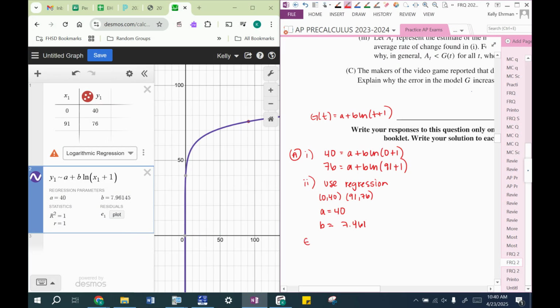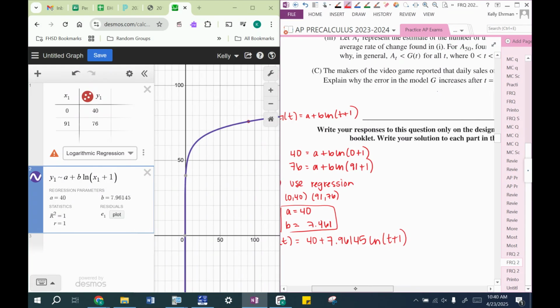You don't have to put it into the model, but you can. G of t is equal to 40 plus 7.96145, which is what it technically is, ln of t plus 1. But here's A and B. The only reason I like to write it out like this is because I'm going to have to graph this model for a later part of the problem.